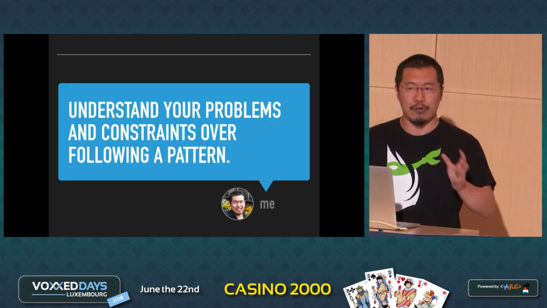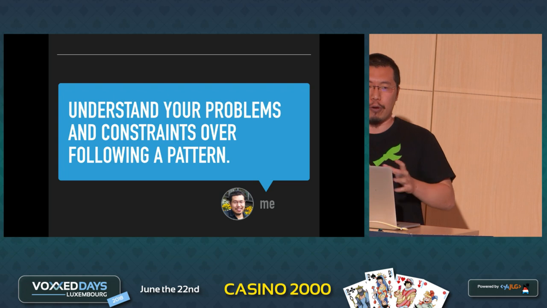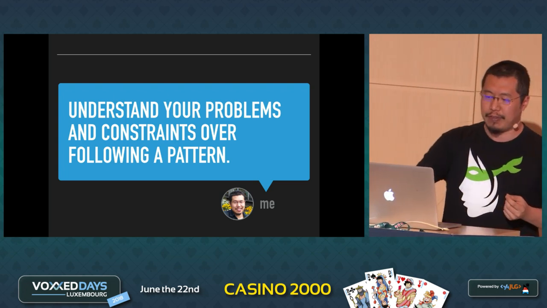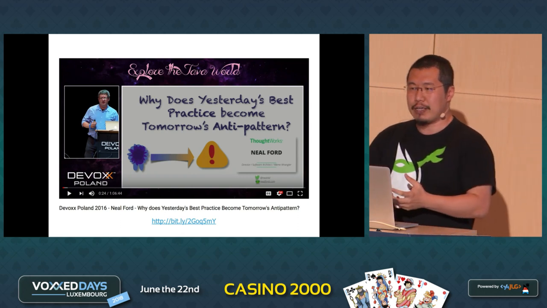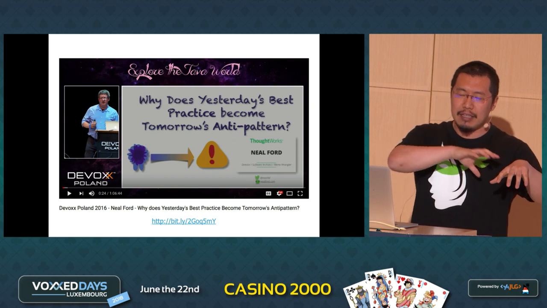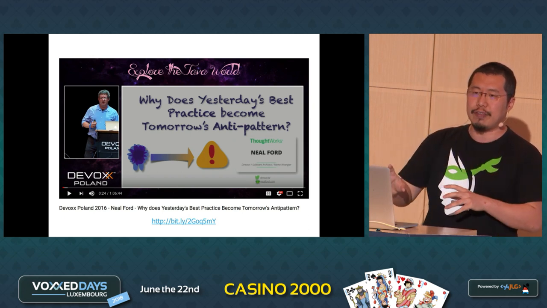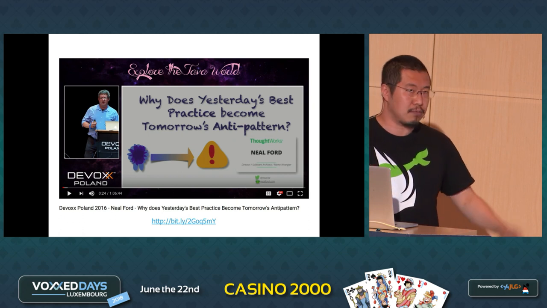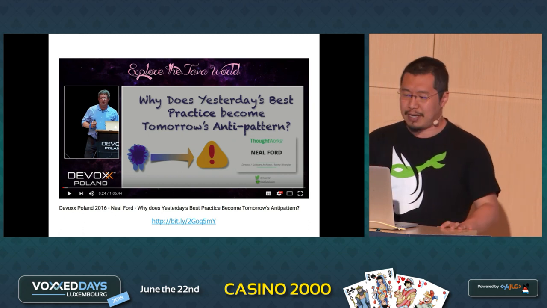And it's no substitute for understanding what your problem is, the problem that you're trying to solve, and the constraints that you're working with. If you're not careful and you're just following design patterns blindly, then when the context underneath those design patterns starts to shift, it's easy for you to fall into a trap and start applying yesterday's anti-patterns instead.